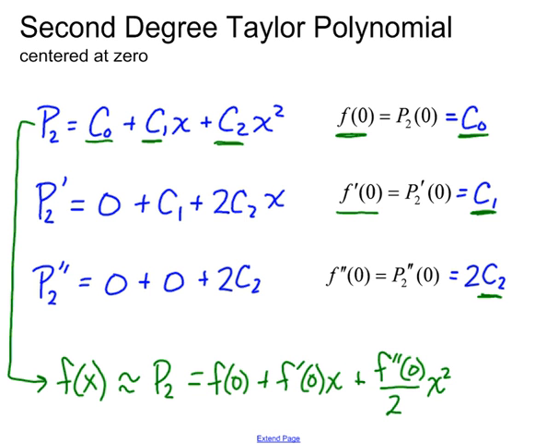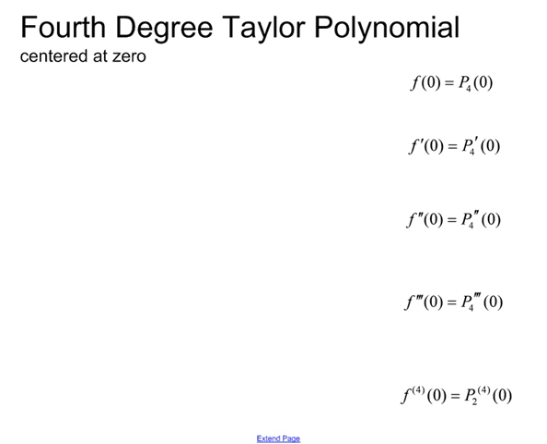Now, we haven't done enough to actually see the full pattern. So what we're going to do next is go to a fourth degree. And this should go a little faster because you've seen it already once. So here we go, the fourth degree. And you can see on the right-hand side, I have all the values that have to be true to get a fourth degree Taylor polynomial. Not only do they share the same value at 0, they share the same first derivative at 0, the same second derivative at 0, the same third derivative at 0, and finally the same fourth derivative at 0.